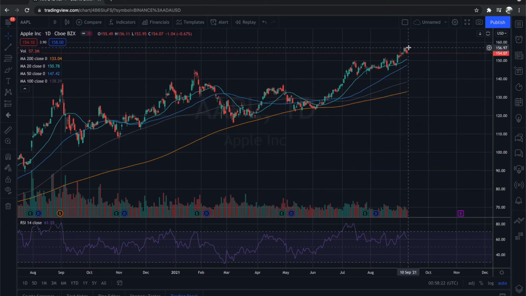You can see that happening here. You can see that Apple right now is straying a little too far from that 200-day moving average. Therefore, we can expect it to come back down. Now, there are pros and cons to everything. So the pro is we know to add these moving averages.